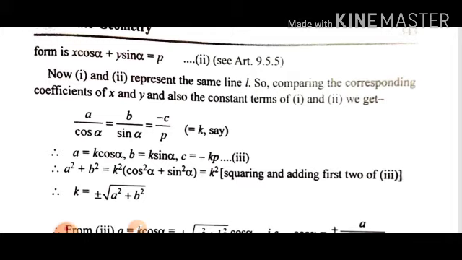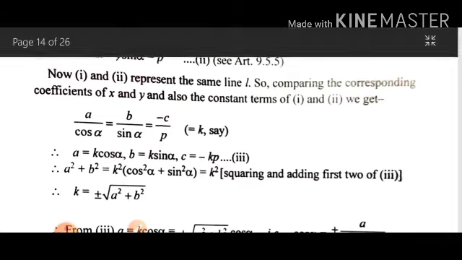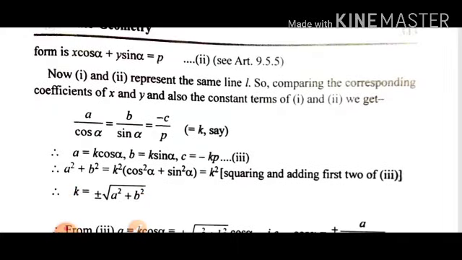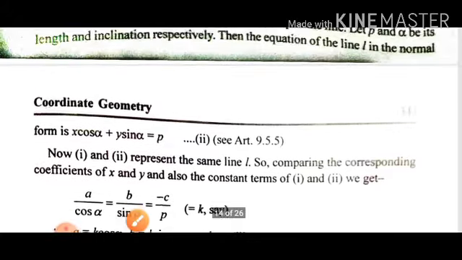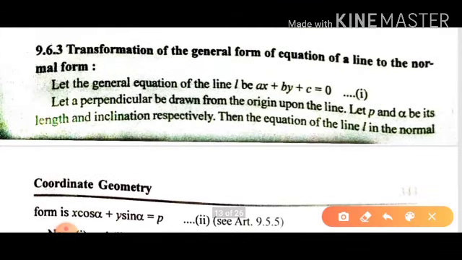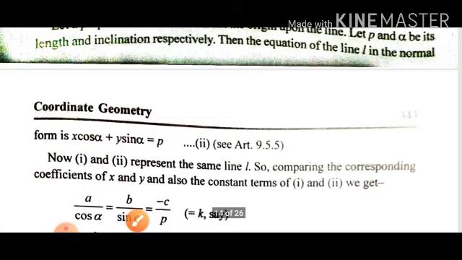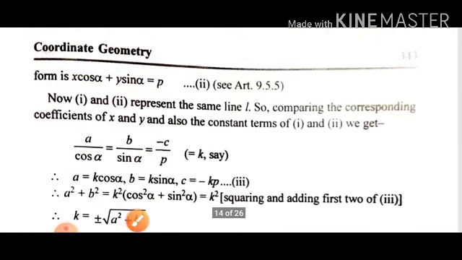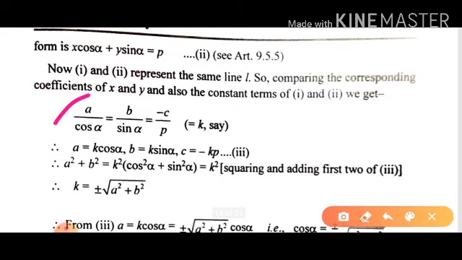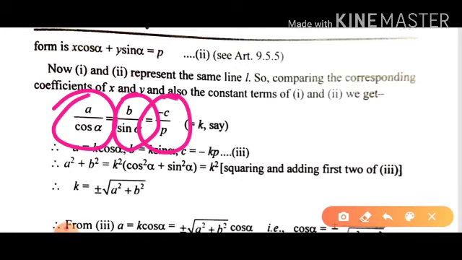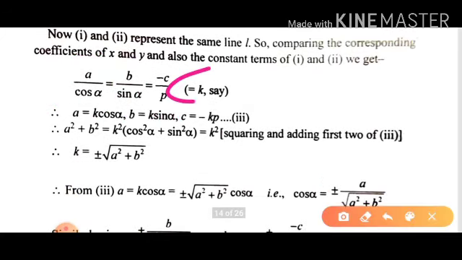Because this number 1 and 2, which one was 1? This one is 1 and this one is 2. They represent the same straight line. So comparing the coefficients, we can have a by cos alpha, b by sin alpha is equal to minus c by p, which we take to be equal to k. Now for that we got the values of a, b and c.